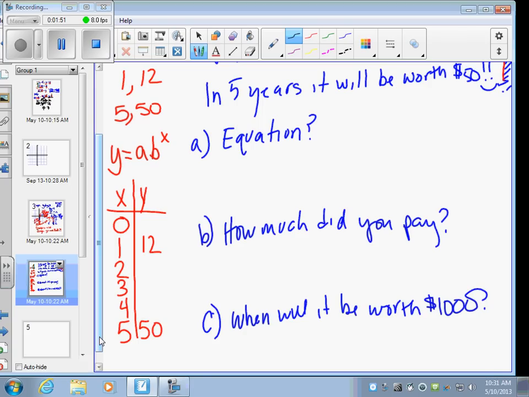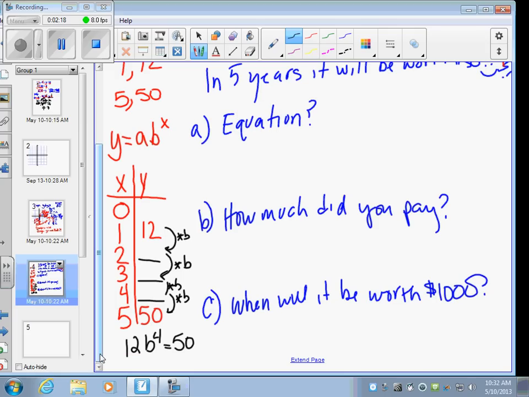So when I'm looking at this, I know that exponentially means I'm multiplying by something each time to get the next value. And so what's happening is I would take 12 times b times another b times another b, and I'd end up with 50. So I think about the equation 12 times b to the 4th equals 50, and that's how I get my b value. So the first thing I would do is divide 50 by 12. So that's 4 and a 6th. And so now I know my b value.